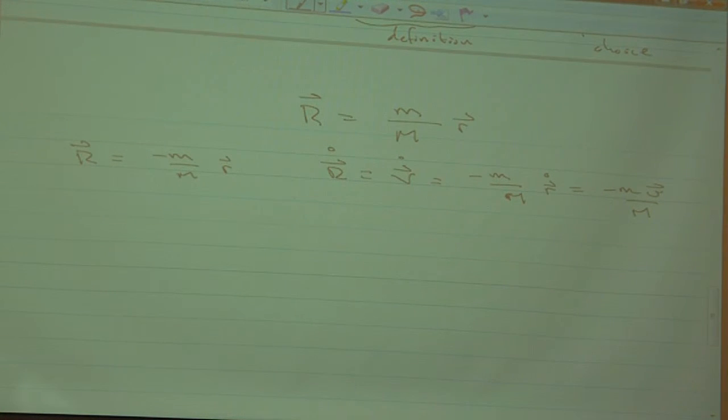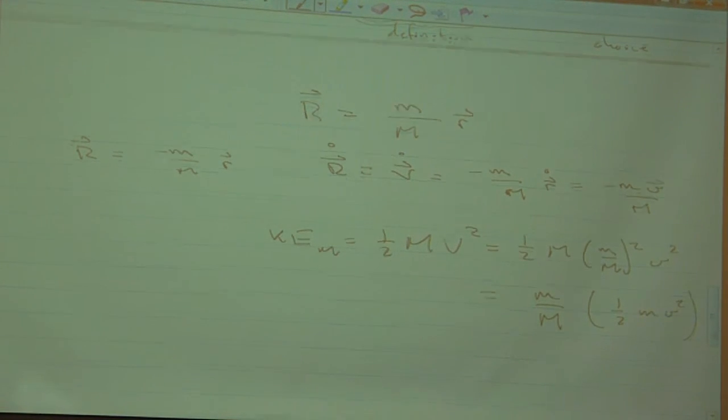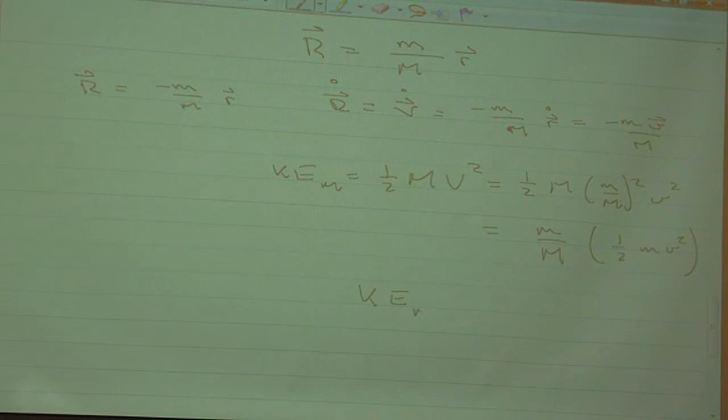If I then look at the kinetic energy of the big object, that's 1/2 big M big V squared. So that's 1/2 big M little m over big M squared little v squared, which is little m over big M times 1/2 little m little v squared. So the kinetic energy of the big thing is little m over big M times the kinetic energy of the little thing. Our friend, the ratio of the masses.